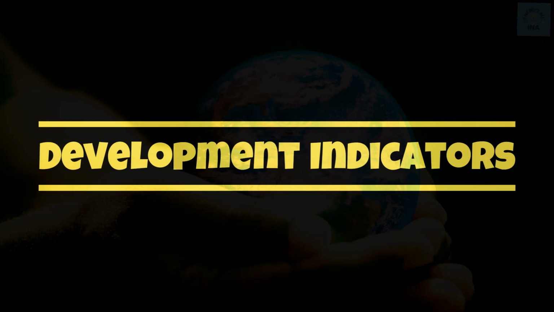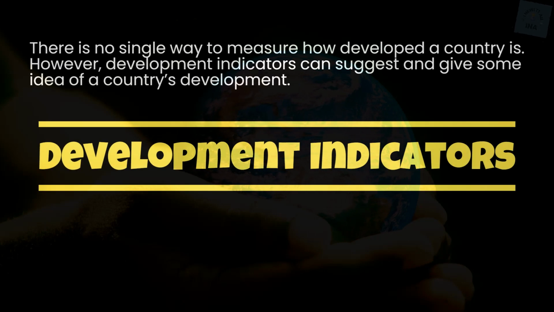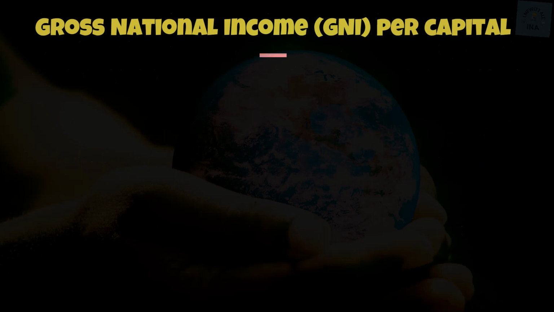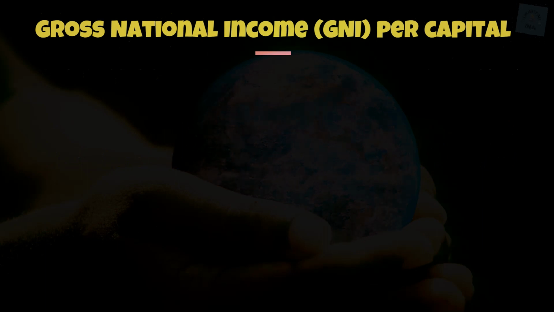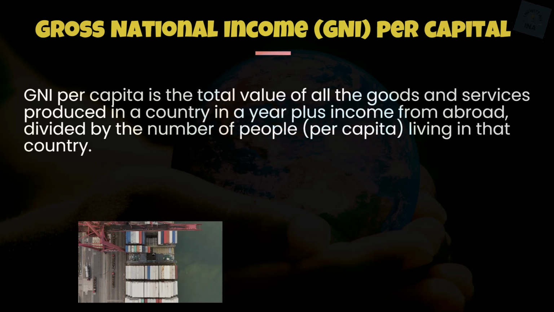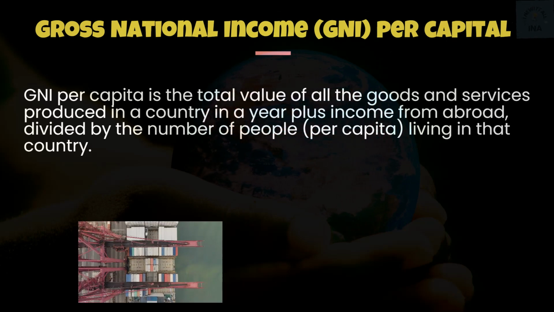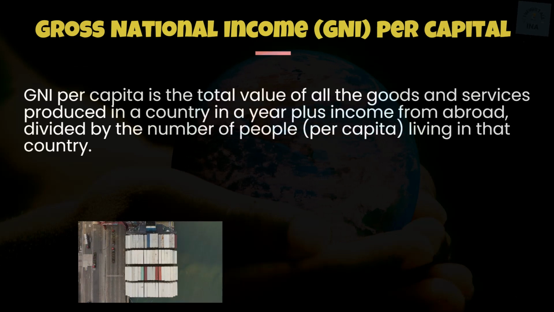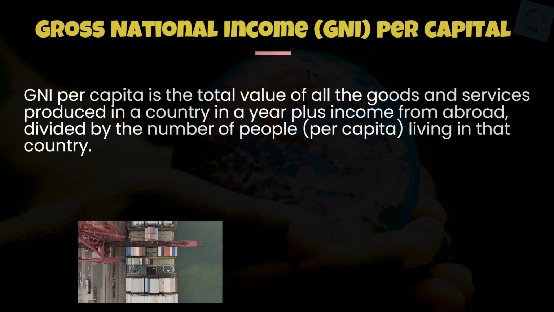Development indicators. There is no single way to measure how developed a country is. However, development indicators can suggest and give some idea of a country's development. Some common development indicators used are Gross National Income, GNI, per capita. GNI per capita is the total value of all the goods and services produced in a country in a year, plus income from abroad, divided by the number of people, per capita, living in that country.